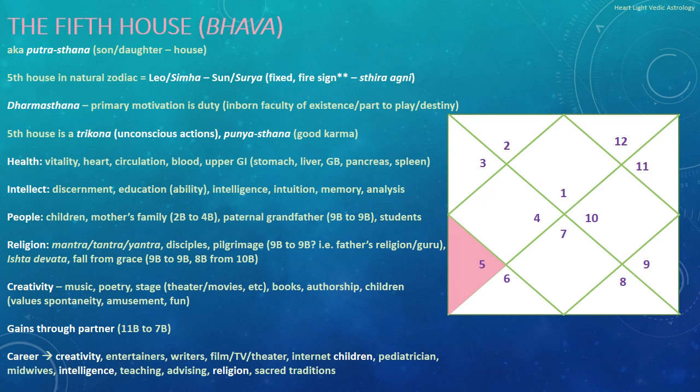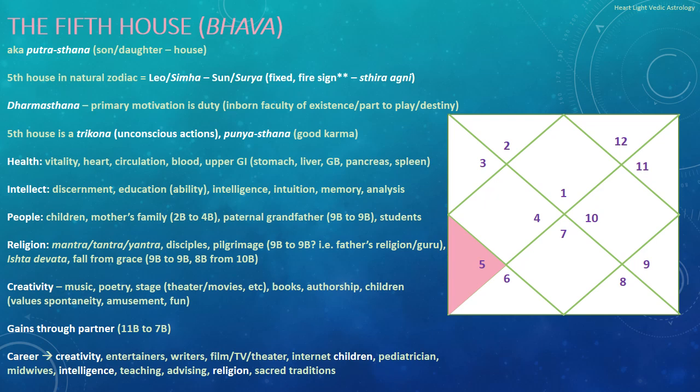That's the fifth house. Okay, so the fifth house in the natural zodiac is ruled by Leo, or Simha, as it's known in Sanskrit. And Leo is ruled by the planet Sun, or Surya, as it's known in Sanskrit. This is the only constellation that the Sun owns or rules over. So that's significant.